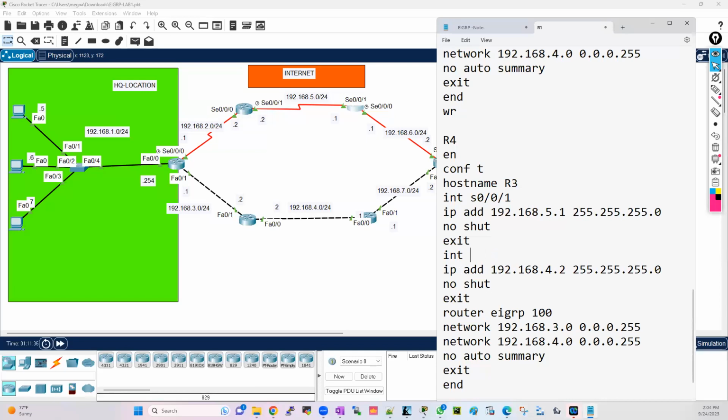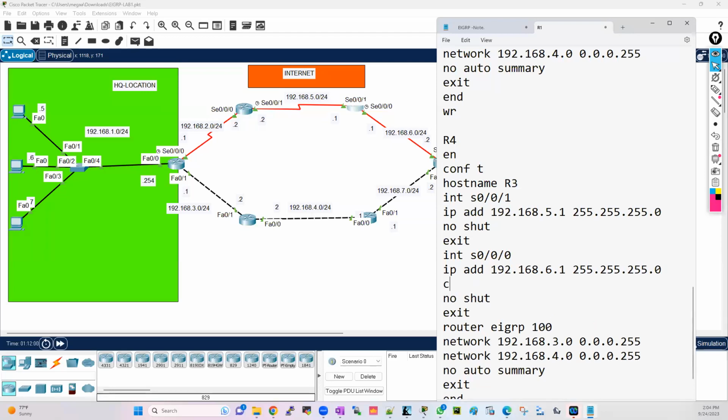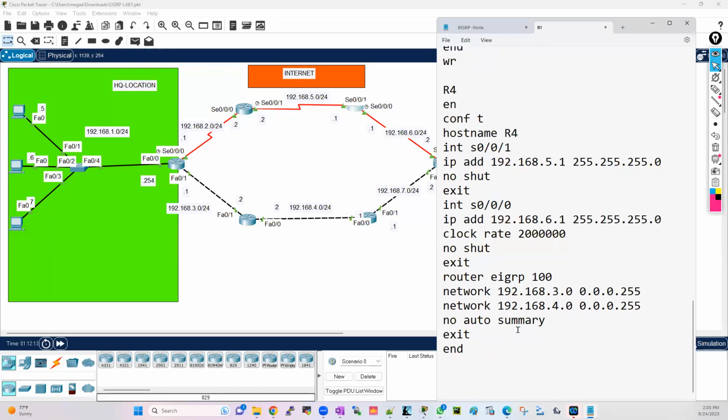And the other one is interface S0/0/0. The IP address is .6.1. Subnet mask is the same thing. Here we have a clock rate, so we put the clock rate 2 million. And then our router name will be Router 4. So our subnets we need to advertise are .5 and .6. And then that's it.